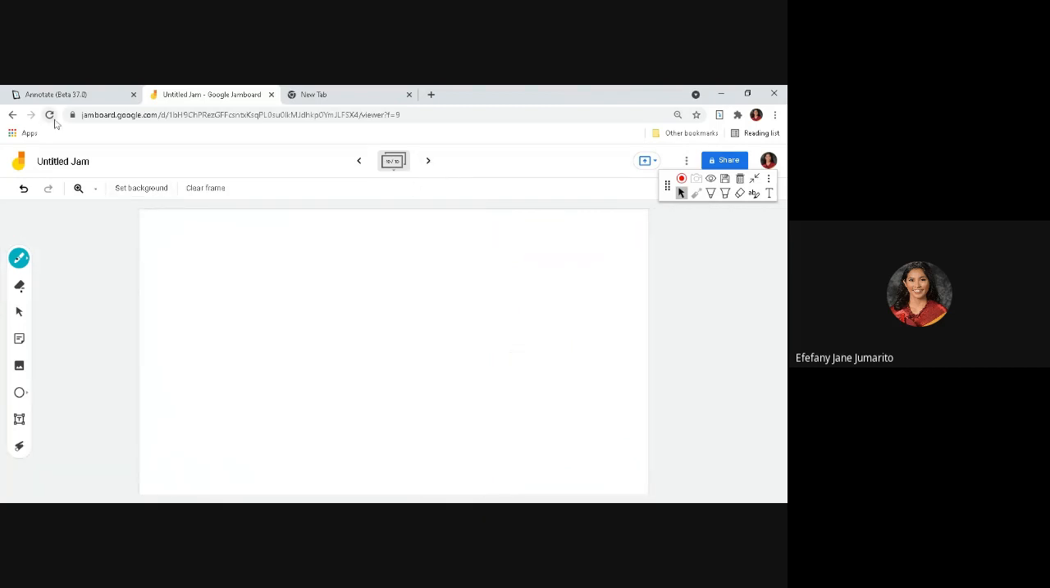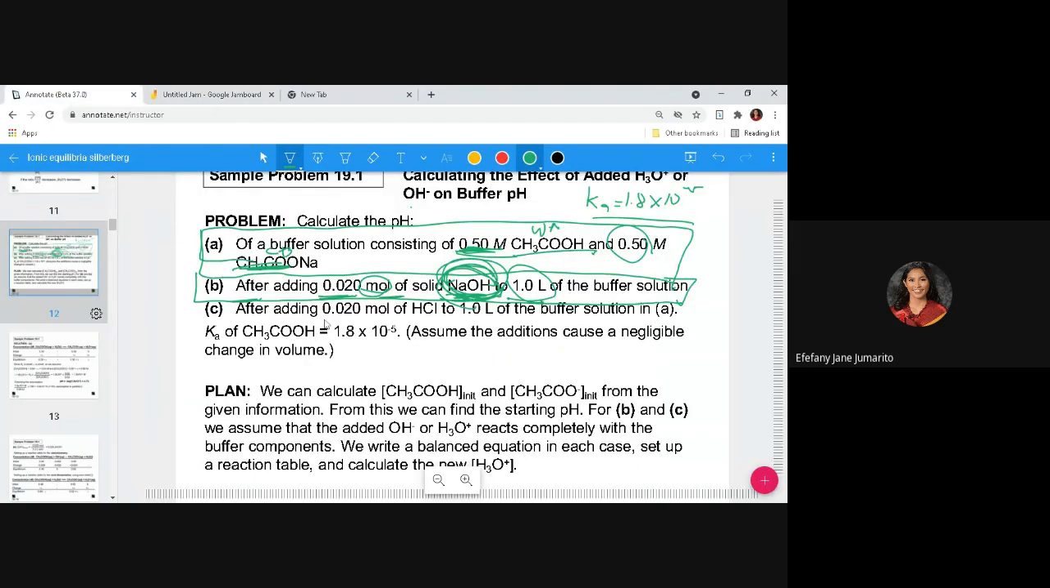Okay, so what about if we add 0.20 mole of HCl? Instead, now if we have this one, do you assume your pH will be less or more? Bigger or smaller? You add an acid. Smaller, ma'am. It's more acidic, so your pH decreases. So let's go down.